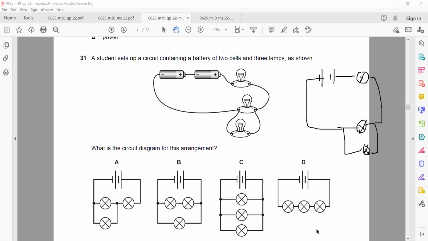So which one is the correct circuit diagram? In this case, A is correct. The simple way to find the correct circuit diagram is to replace the components by the symbols. One lamp and then the second lamp: the two lamps are in parallel to each other, then connected to a battery, or a combination of cells which makes a battery.